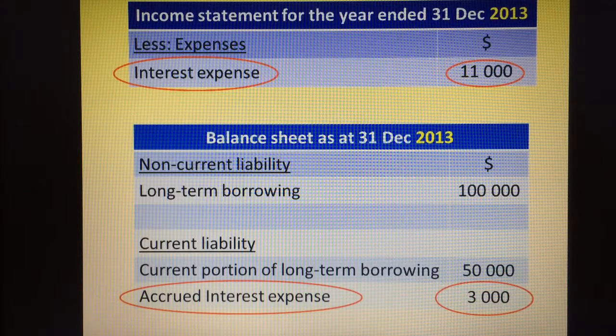This ends the section on interest on long-term borrowings. Click on Assignment 4 at the bottom of the page to attempt the question on interest on long-term borrowings.